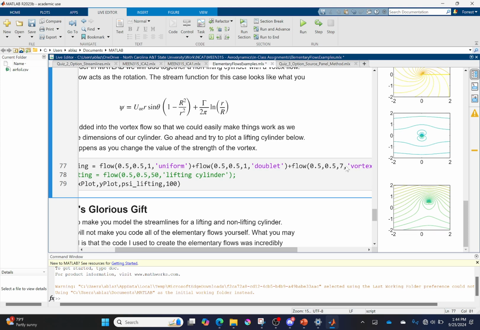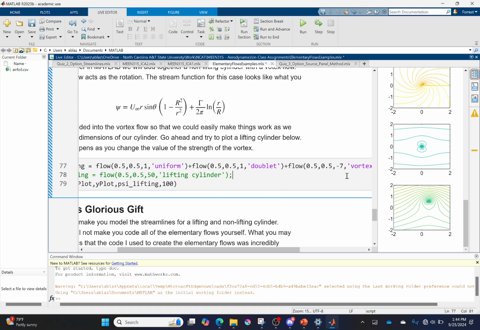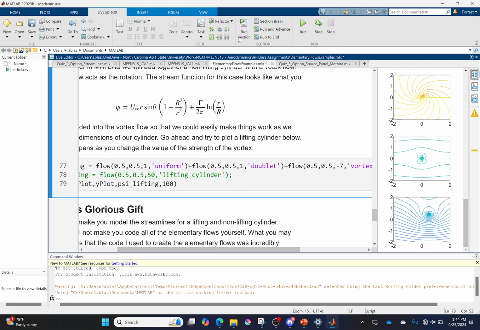So right here is my vortex. I have a strength of 7. I just picked that because it worked right. I'm going to make it -7 now. That's spinning the cylinder in the opposite direction. I'm going to run this section so we can see what happens if I have them in the opposite place. And there you go. It's simply spinning the opposite way compared to what it's running in.